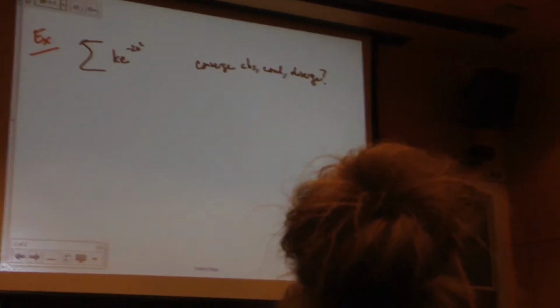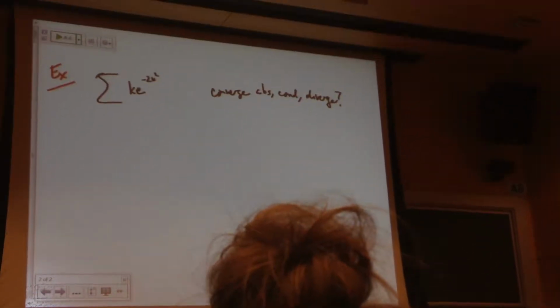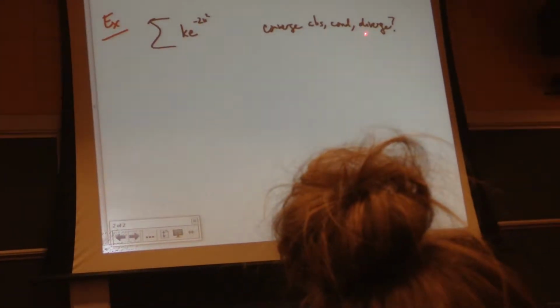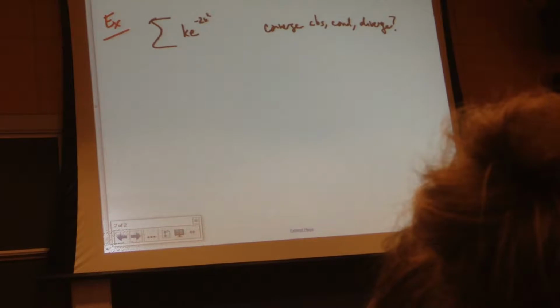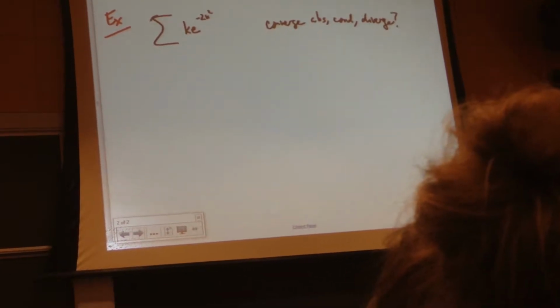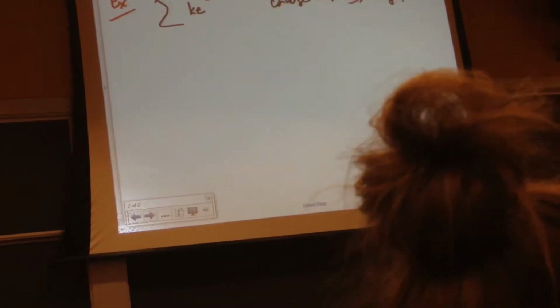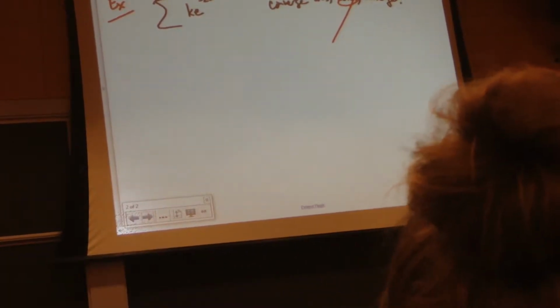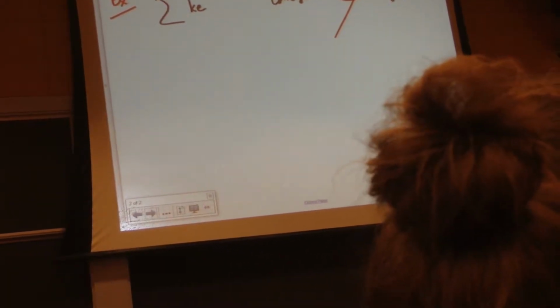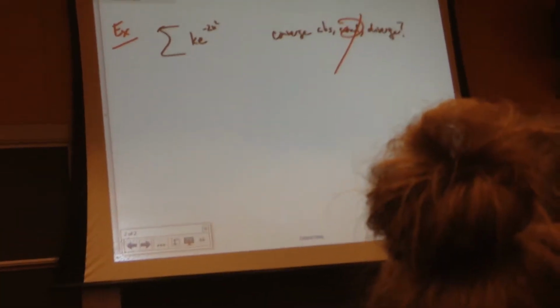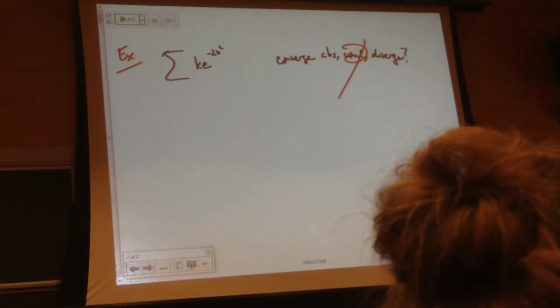Diverge. Okay, which one of these three do we not have to worry about? Diverge. Absolutely. No. This one. All right. We don't need to worry about conditional convergence in this case because every term here is positive. So it converges absolutely or it diverges. Conditional would only be if there were some positive, some negative terms.